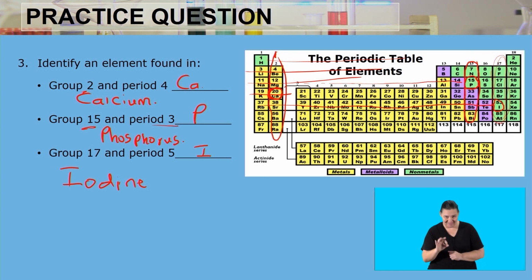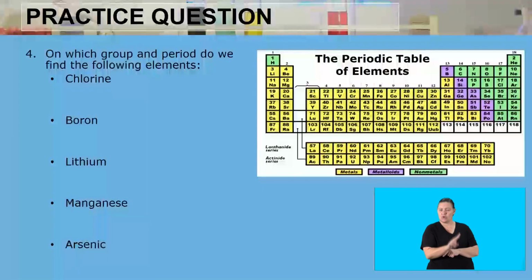That was easy enough. Let's move on and look at the second one. So number 4, we again need to be focusing and looking at our periodic table very attentively. On which group and period do we find the following elements? We are now given the elements, and we need to identify the group and the period in which we find these elements. So we're going backwards from that previous question.